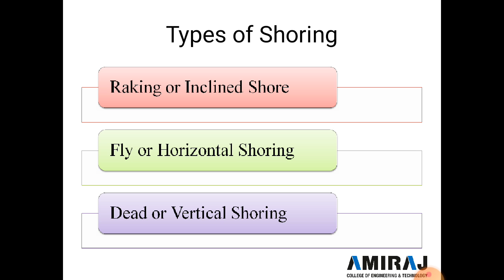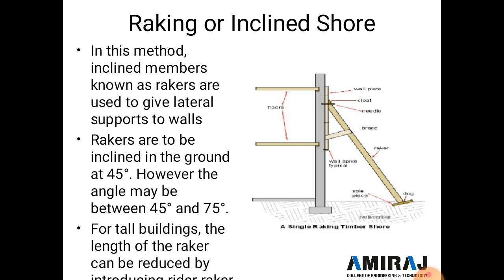So here we discuss three types of shoring in this lecture. The first one is racking shoring, or racking shore or inclined shore. Second is flying or horizontal shoring. Third one is dead or vertical shoring.